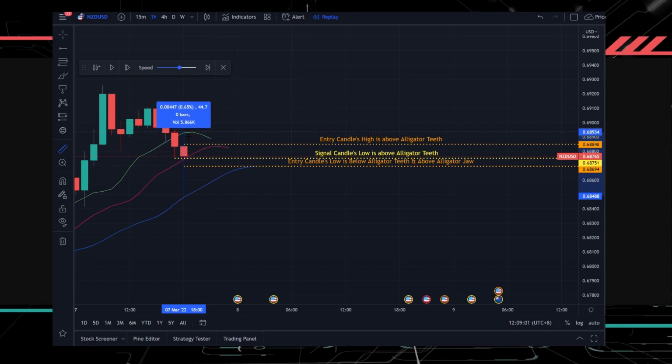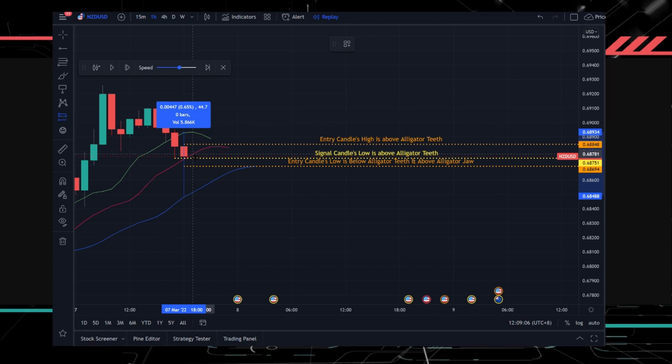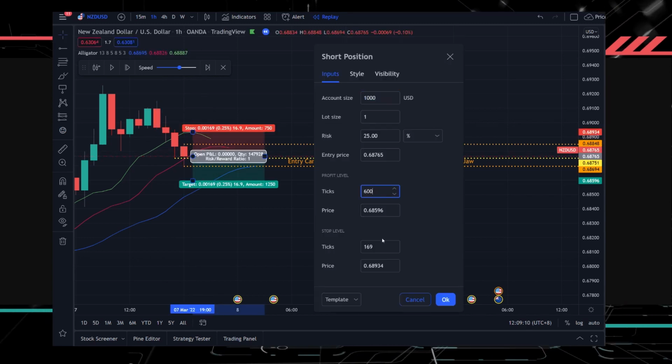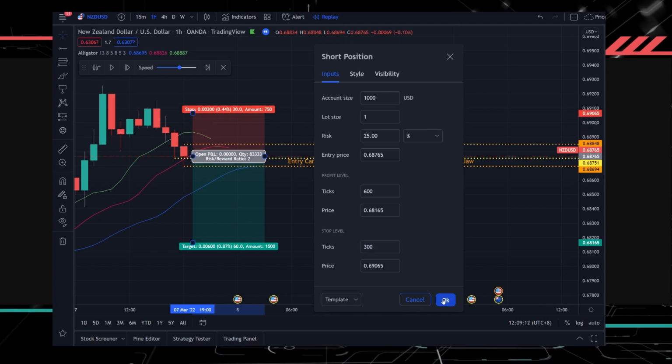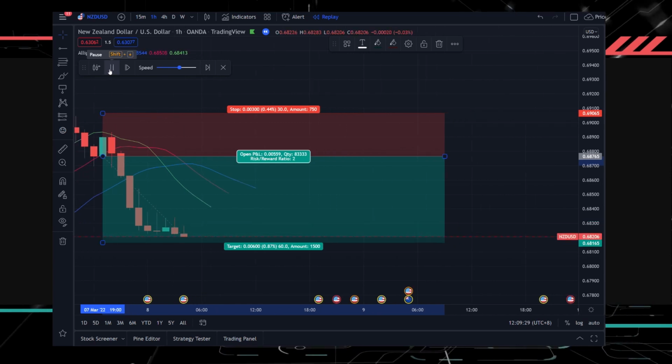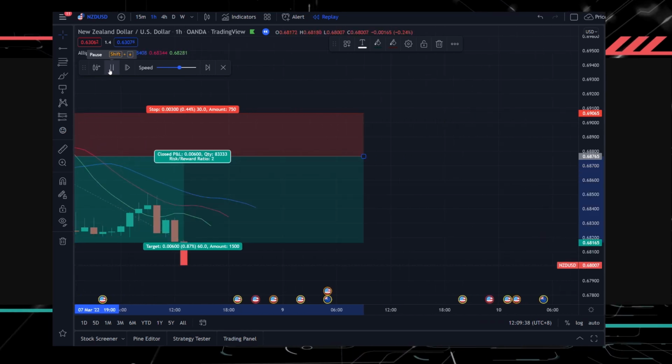Fifth, the gap between jaw and lips is above 30 pips gap. Lastly, the entry candle is red. Once we have identified the entry, we set the stop loss at 30 pips and using a risk to reward ratio of 2, we place our take profit at 60. After trading for a while, the trade turns out to be a winner.